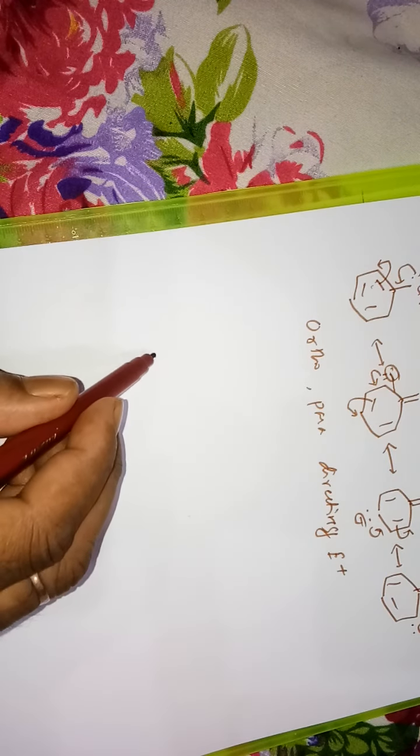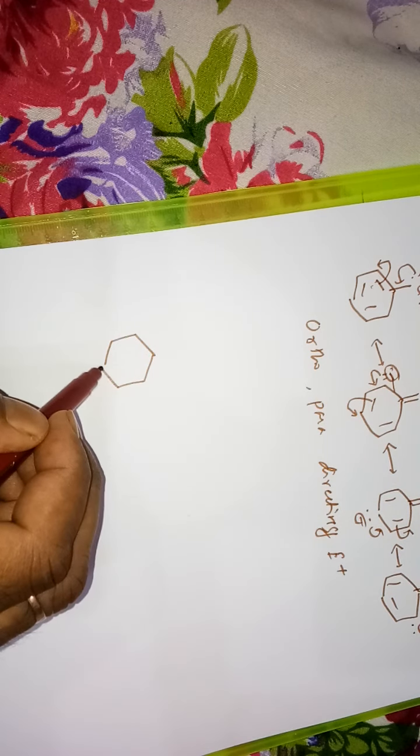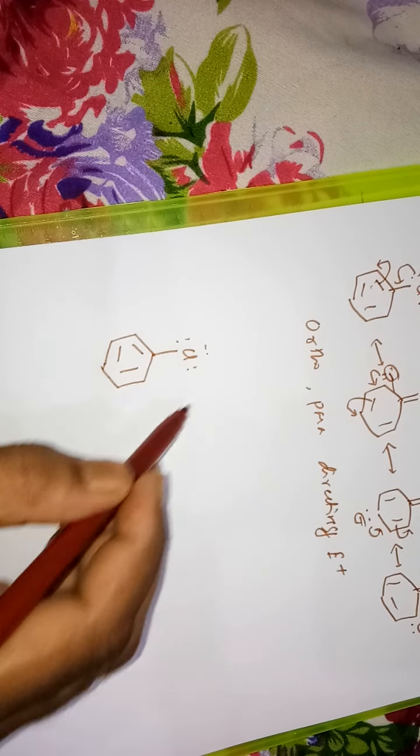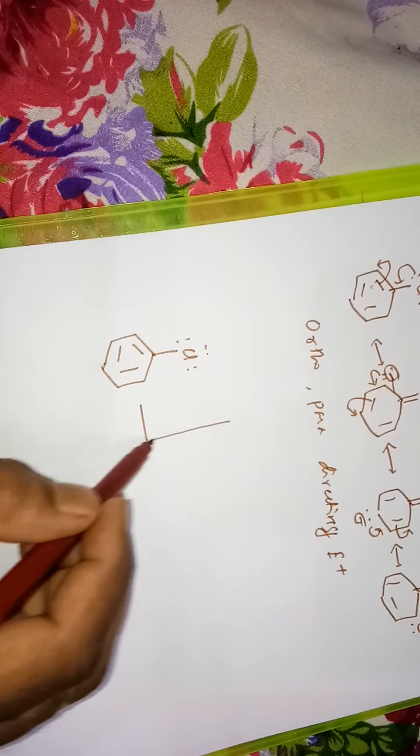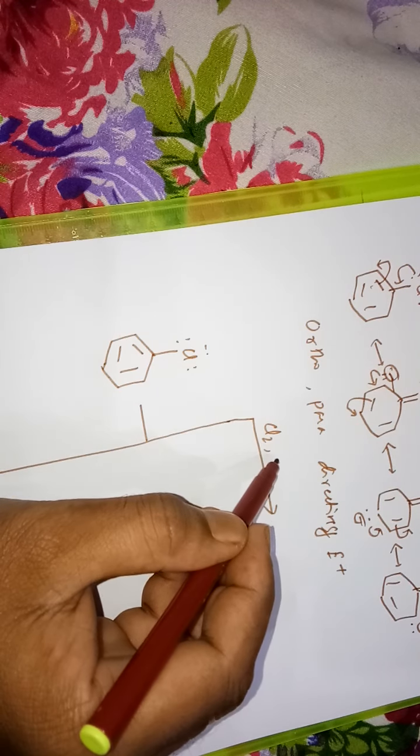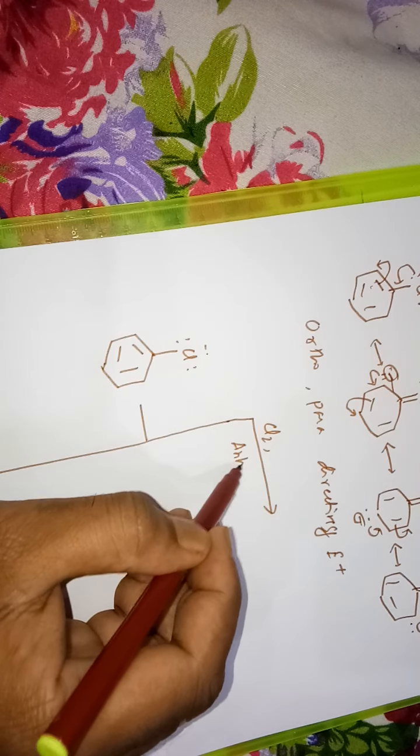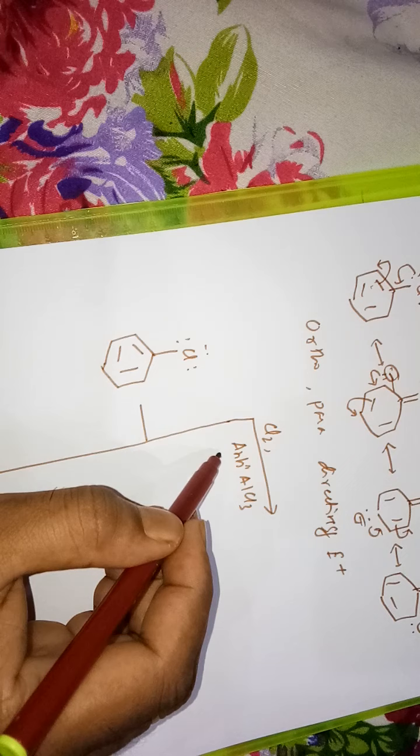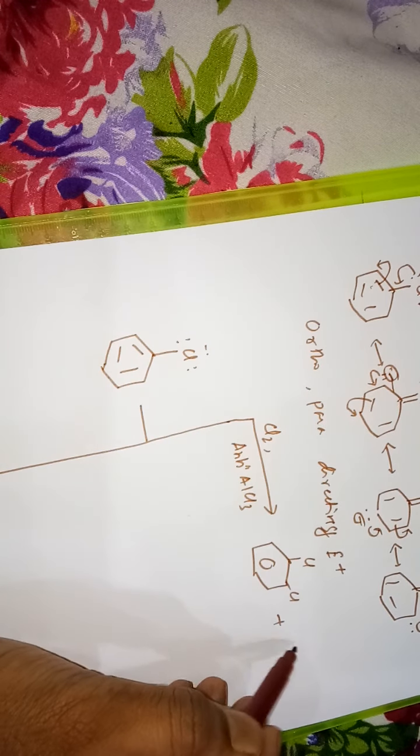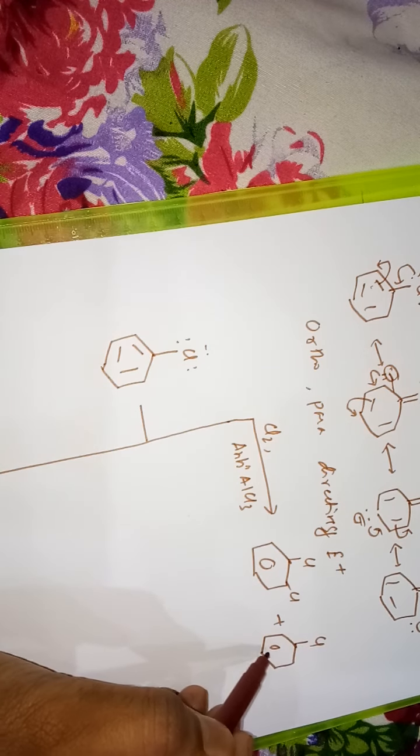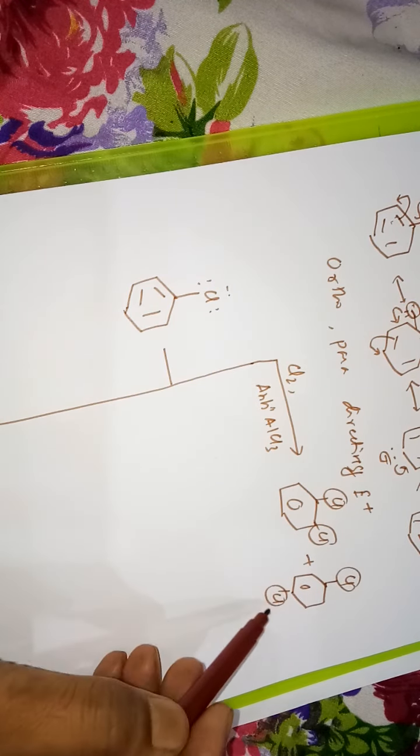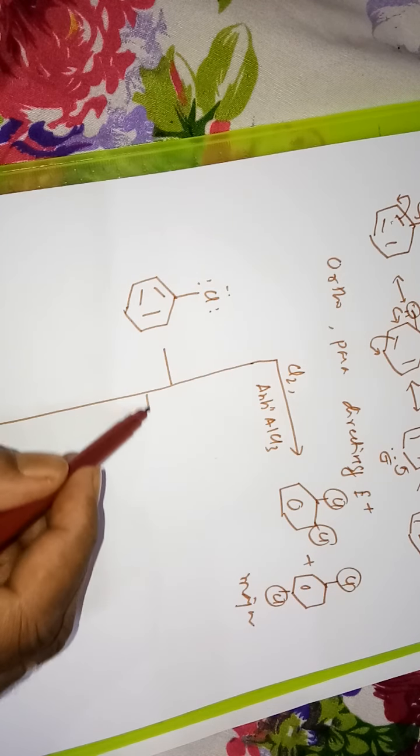Now if I draw chlorobenzene, if this one reacts with Cl2 in anhydrous AlCl3, from Cl2, Cl positive will come, and it enters at the ortho position or at the para position, giving ortho and para products. Out of these, the ortho product has more repulsion and the para product has less repulsion, so the para product is the major product.